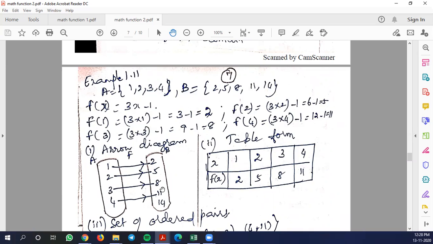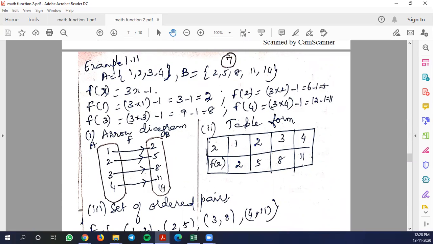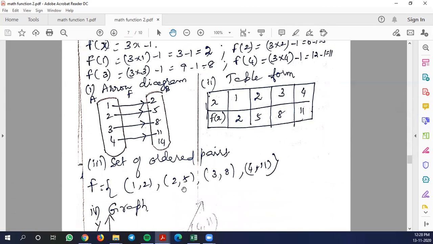Now we are going to draw the arrow diagram. For that, A set 1, 2, 3, 4, B set 2, 5, 8, 11, 14. So here 1 means it is 2, 2 means it is 5, 3 means 8, then 4 means it is 11. Table form, again x and f of x: 1 means 2, 2 means 5, 3 means 8, 4 means 11. So here again, when you're drawing the arrow diagram, don't forget to write the number 14.